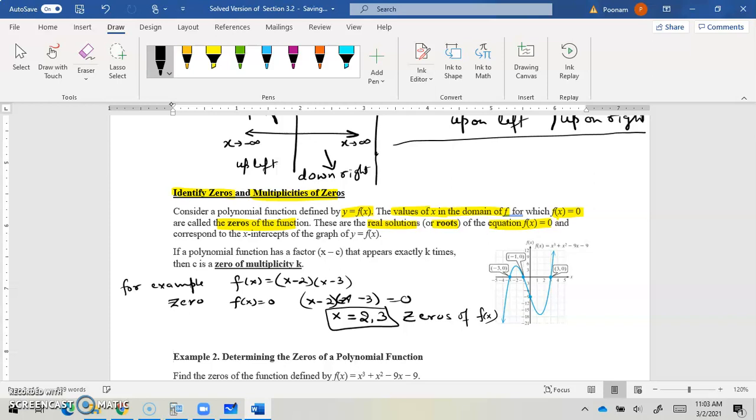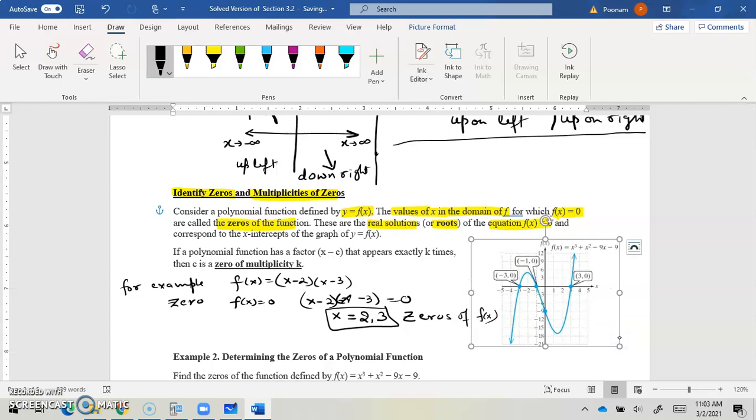Let's take this example here. This is a polynomial function. The function is given to be, if you can read, x cubed minus x squared minus 9x plus 9. So they put f of x equal to 0 and solved this equation. They said x is negative 3, negative 1 and 3. When they plotted the graph, these are the points where the graph intersects the x-axis. So the zeros are also x-intercepts of the graph.